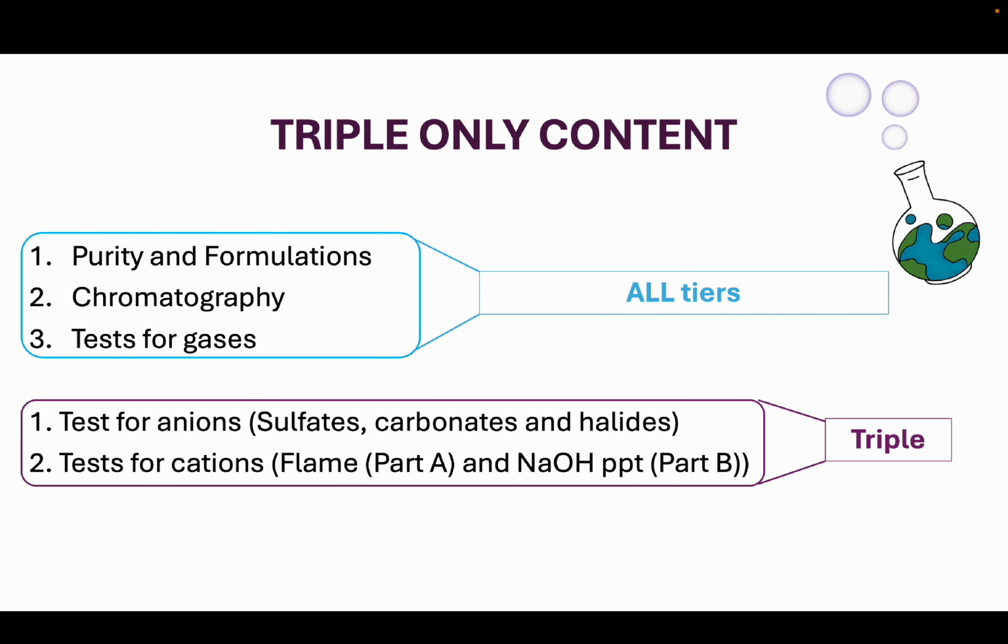I've already mentioned this in part 1 of the video. This is already done. If you do need to go have a look at these, go back to part 1, which will be linked in the description below. But our focus now is tests for anions, which is our sulfates, carbonates and halides, and also tests for cations. I've split that into 2 parts. I've called it flame for part A, and then your sodium hydroxide precipitate for part B.